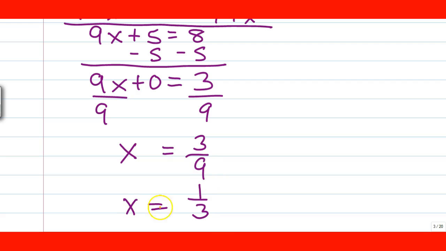I'm not quite done, however. I want to simplify this problem, so I'm going to reduce the fraction down. I see that both the numerator and the denominator are divisible by 3, so I'll divide both the top and the bottom by 3, which results in 1 over 3.